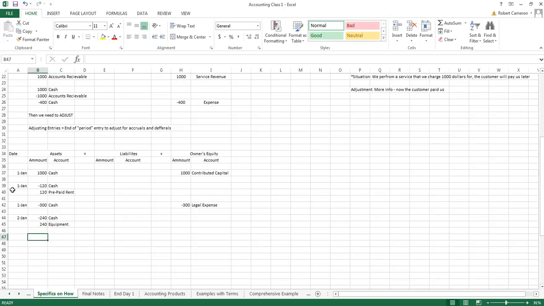It's something we have. And then let's say on January 3rd, we paid $100 in cash. So we get $100 in supplies. Now, what's the difference between supplies and equipment?